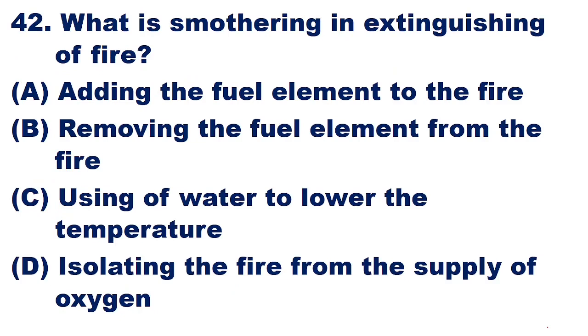What is smothering in extinguishing of fire? The options are option A, adding the fuel element to the fire, option B, removing the fuel element from the fire, option C, using water to lower the temperature, and option D, isolating the fire from the supply of oxygen. When we studied the smothering effect in extinguishing of fire, we studied the concept of isolating the fire from the supply of oxygen. So here option D will be the right answer.